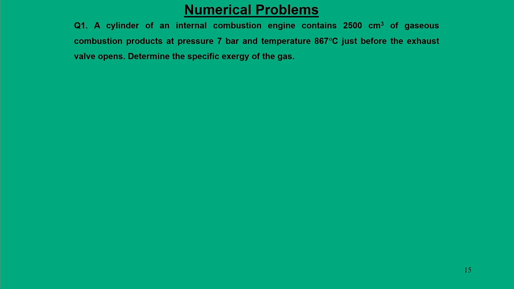And of course, these exhausts are associated with a lot of energy, and if you want to quantify that, we have to find the work potential of that exhaust gas energy. So, the problem talks about an IC engine in which the cylinder has a size of 2500 centimeter cube, and this cylinder has some combustion products at a pressure of 7 bar and temperature of 867 degrees centigrade, before the exhaust valve opens. That means, before the exhaust valve opens, the combustion products are at 7 bar and 867 degree centigrade.